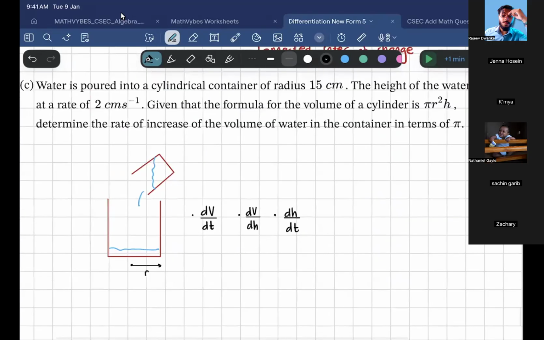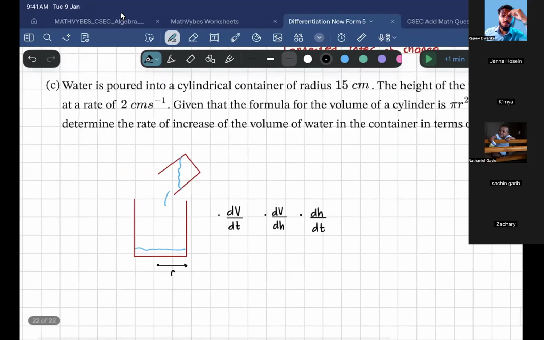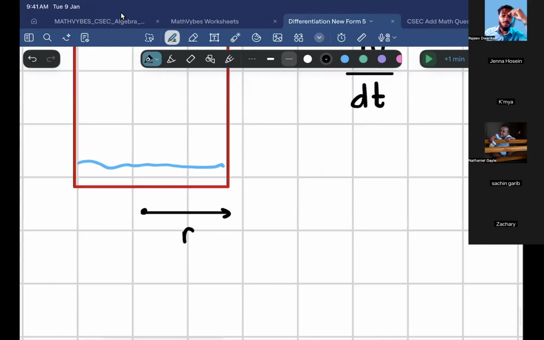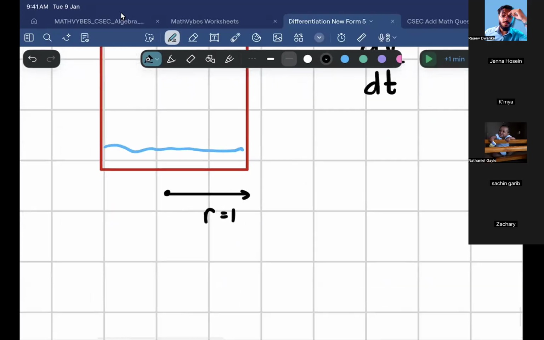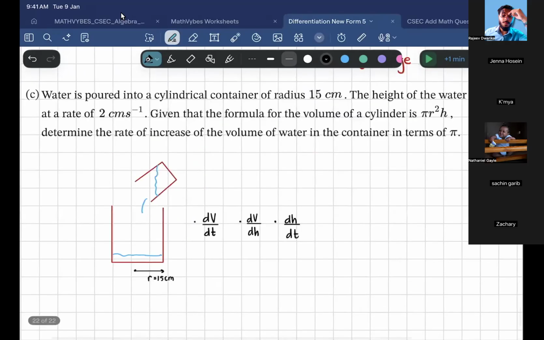In the question, they're telling us that the radius is what? 15 centimeters. So that's a constant. Guys, that is a constant. Don't let it confuse you. They're saying the height of the water increases at a rate of 2 centimeters per second.